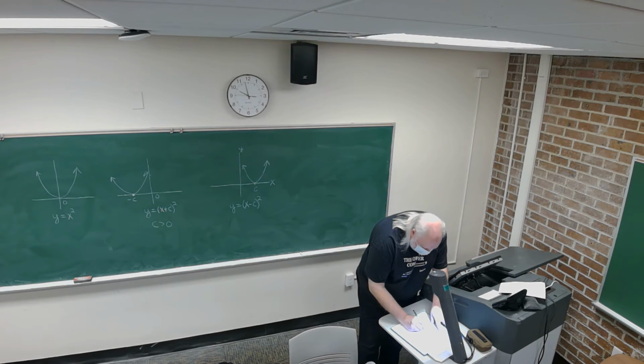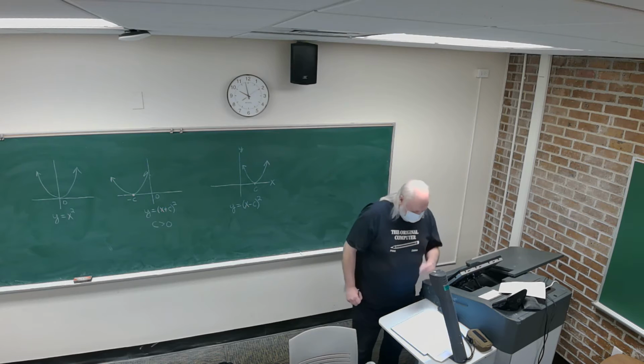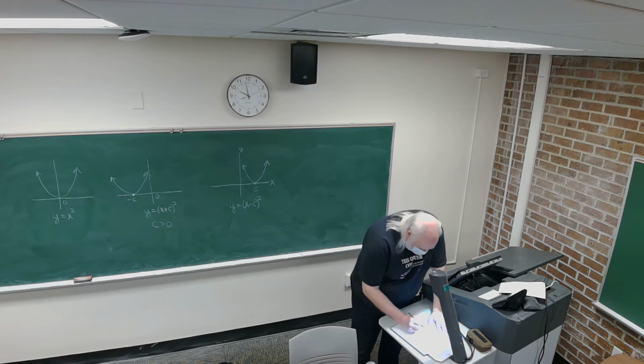-3, 0 stays the same. -2, 2 becomes -2, -2. 0, 0 remains the same. 1, -1 becomes 1, 1. 2, 0 remains the same. And 3, 4 becomes 3, -4. And so now we plot those points.